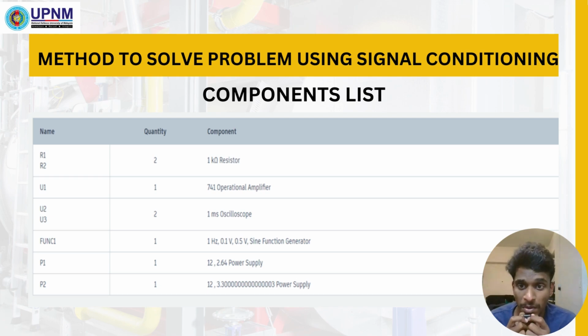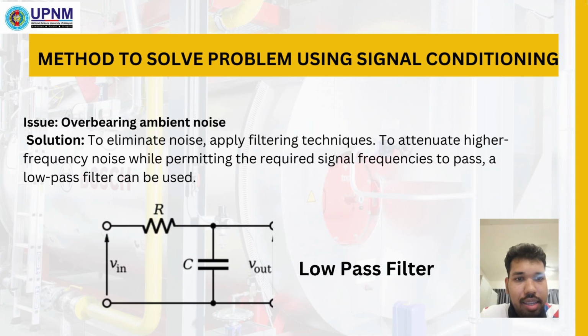To solve this problem using the signal conditioning method, we have used 8 components. First off, two 1 kilo ohm resistors, a 741 operational amplifier, two 1 millisecond oscilloscopes, one 1 hertz, 0.1 voltage, 0.5 volt sine function generator, and two power supplies, which go under P1 and P2. The next slide is about the method to solve the problem using signal conditioning.